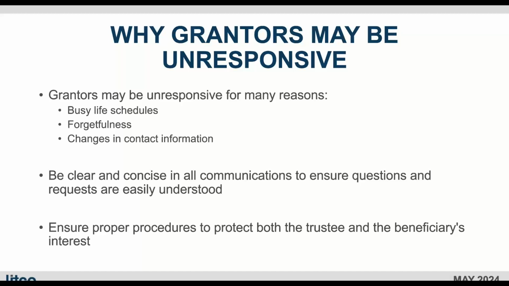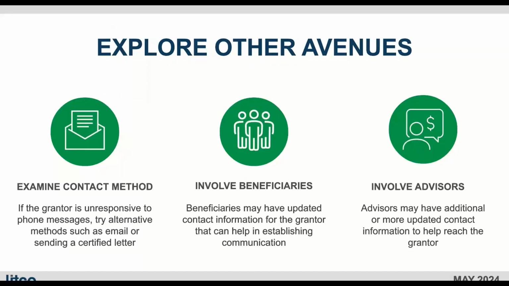We understand that people can be hard to reach sometimes, whether it's due to busy schedules or forgetfulness. Some grantors are approaching an older age, which may lead to forgetfulness, so it's important to be cautious of that. And more often, we see a change in contact information. Sometimes we only need to communicate on an annual basis, and addresses and phone numbers can change since the last time we spoke. At Life Insurance Trust Company, we recommend exploring 3 options.